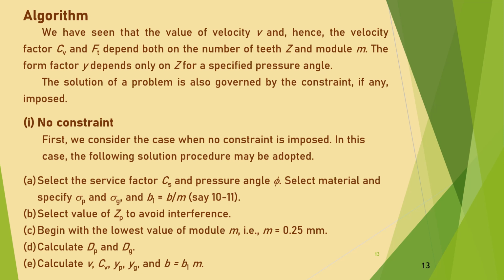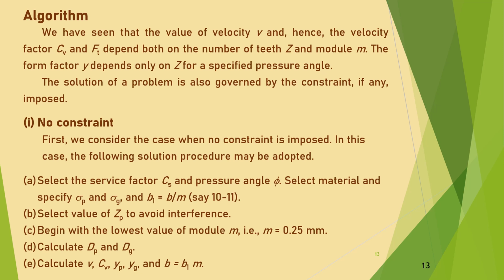We have seen that the value of the pitch line velocity v, and hence the velocity factor Cv and tangential tooth load Ft, depend both on the number of teeth z and module m. The form factor y depends only on the number of teeth for a specified pressure angle. The solution of a problem is also governed by the constraint, if any, imposed. First, we consider the case where no constraint is imposed. In this case, the following solution procedure may be adopted.